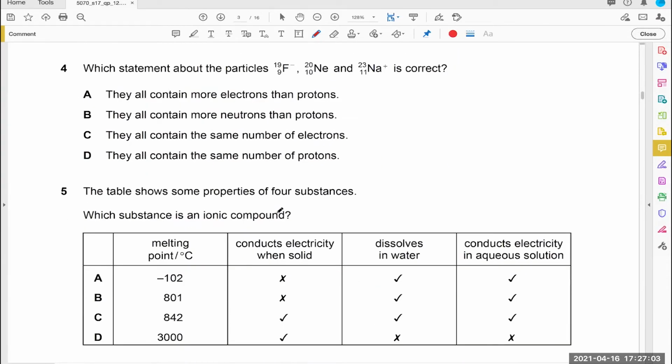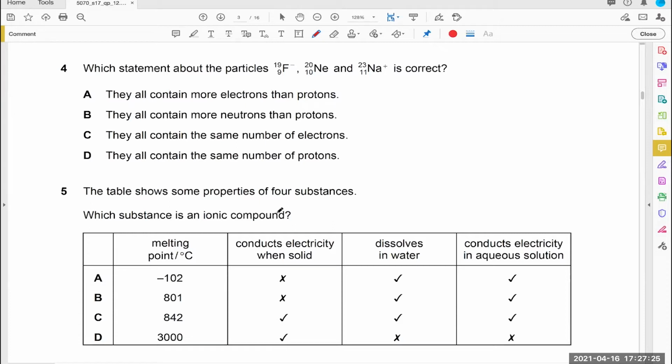Which statement about the particles is correct? Now, if you notice these particles, they are isoelectronic. Isoelectronic means that they have all the same number of electrons. Fluoride has gained an electron, making it 10. Neon has 10 electrons naturally. And sodium ion has lost an electron. So they all have the same number of electrons, 10 electrons in them.